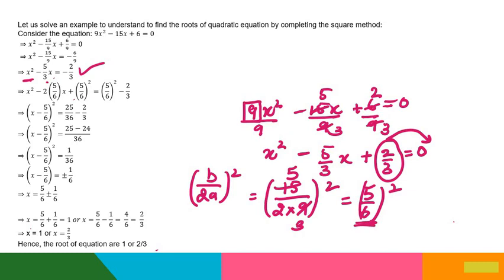Now it becomes x minus 5 upon 3 whole square, meaning it becomes the square of x minus 5 upon 6. Now again solve it, one time for the positive sign and another time for the negative sign, and we get the solution.